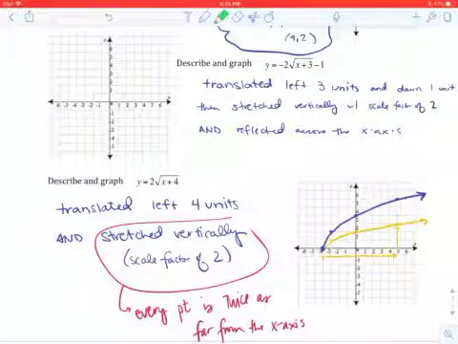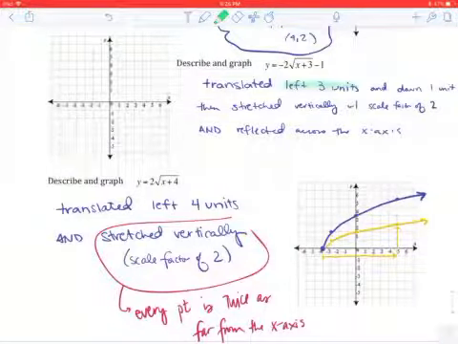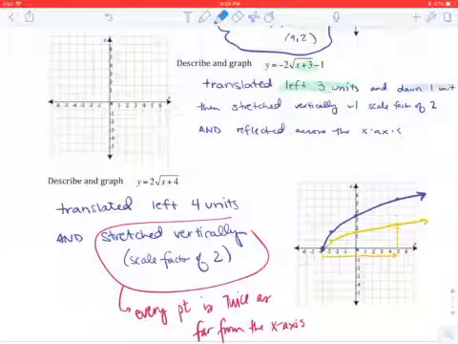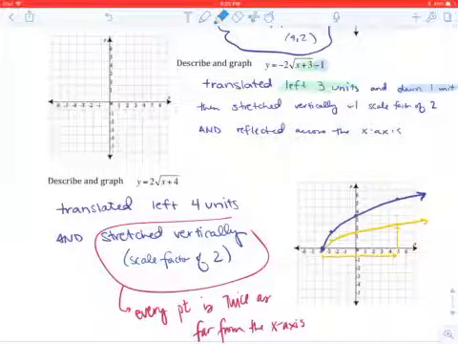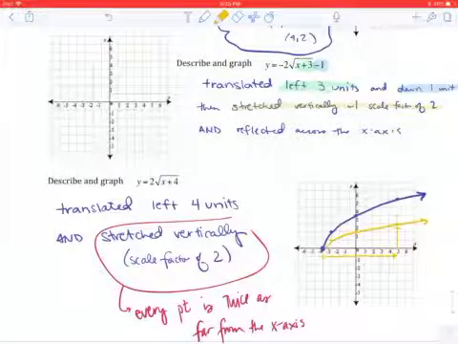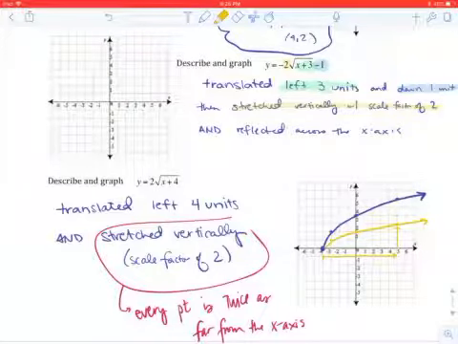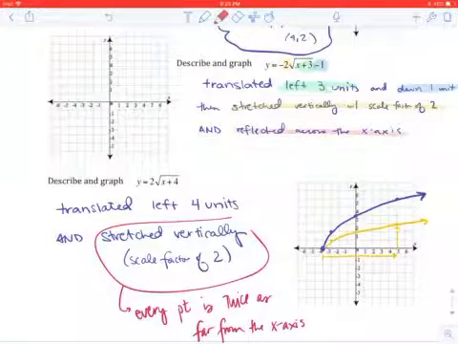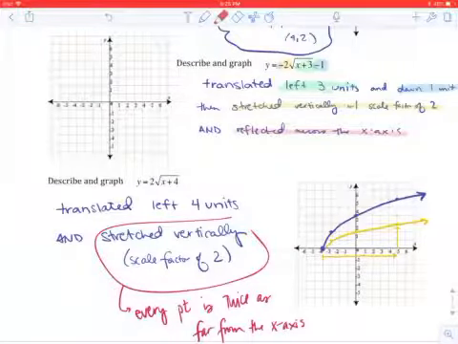How did I get so many things? Now, what did I know that from? Left 3 units is the inside piece. Right? Then, of course, I have down 1 unit. That's this guy on the outside, minus 1. Then I know it's stretched vertically because that 2 is greater than 1. Right? And, of course, reflected is going to be this negative out front. That's where I got each of those pieces from.